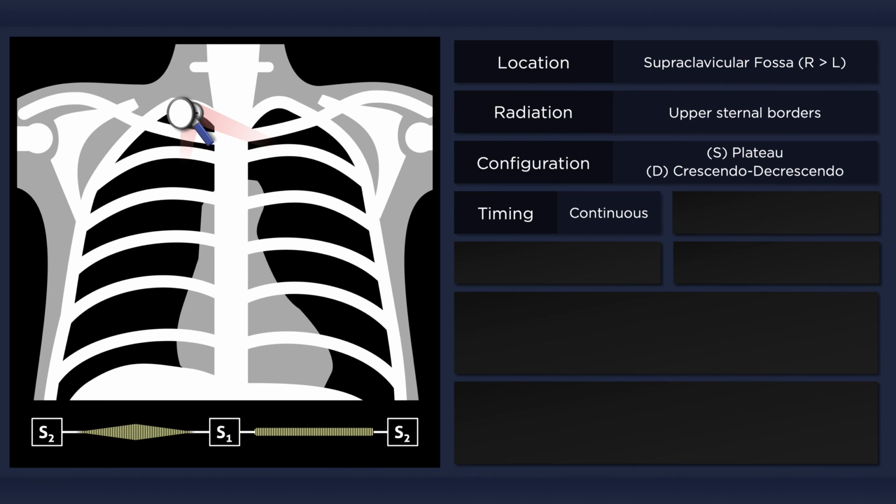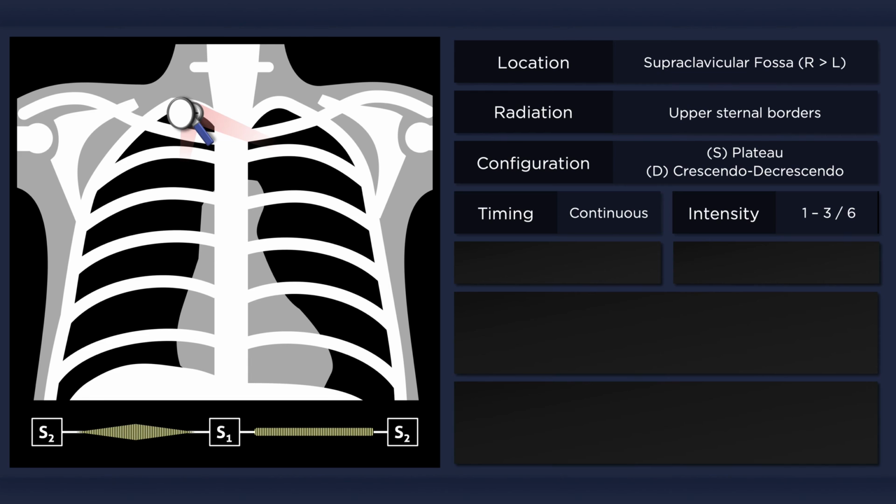It is heard throughout the cardiac cycle, but the diastolic component is typically louder. This helps differentiate it from a PDA, which has a louder systolic component. The systolic component of the hum has a plateau configuration, while the diastolic component has more of a diamond shape.